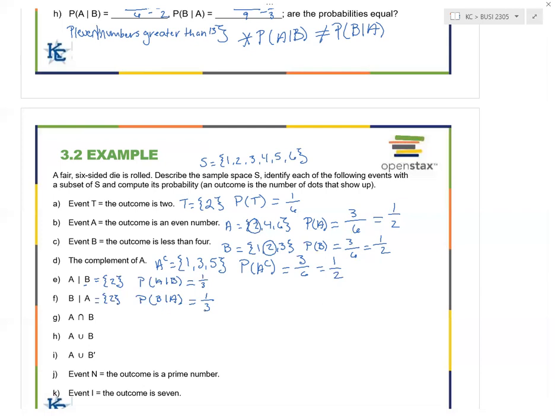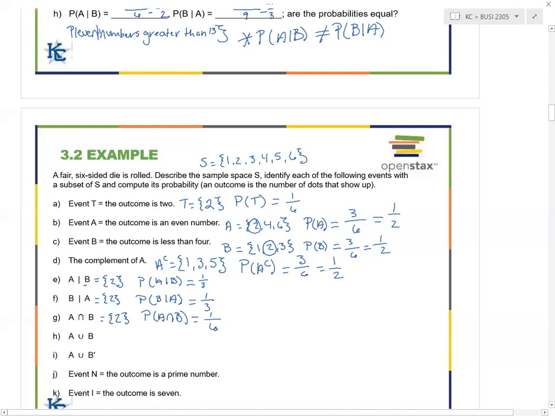Okay. So A intersect B. A intersect B is whatever A and B share. Well, we already circled that when we did the conditional probabilities. They share 2. But the probability of A intersect B is different from this probability of 1/3 because we are now looking at A intersect B. What they share is 1 over the total possibilities in the sample, which is 6.